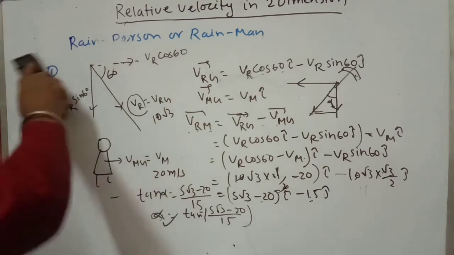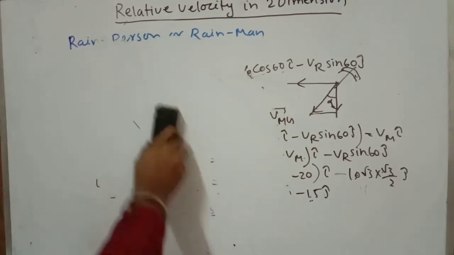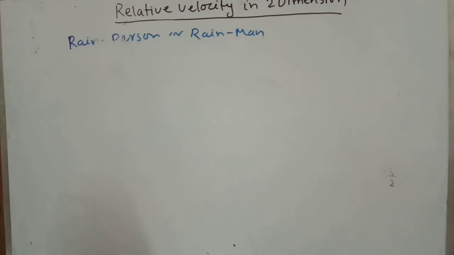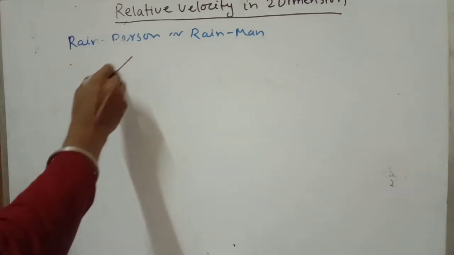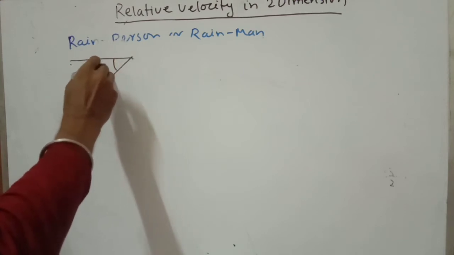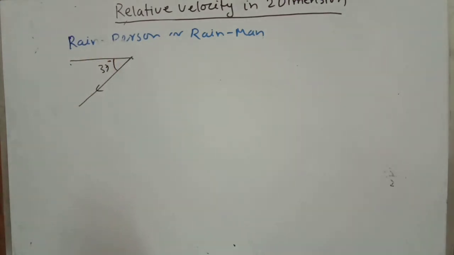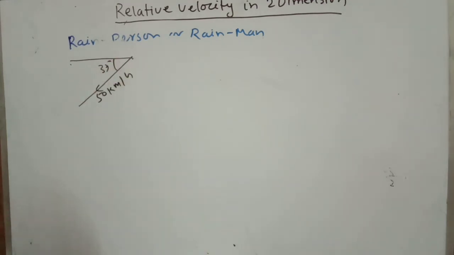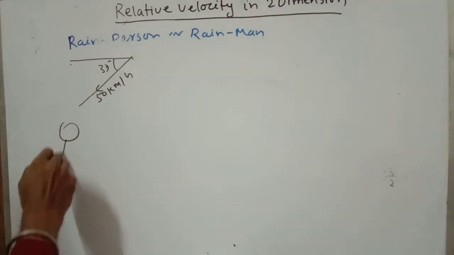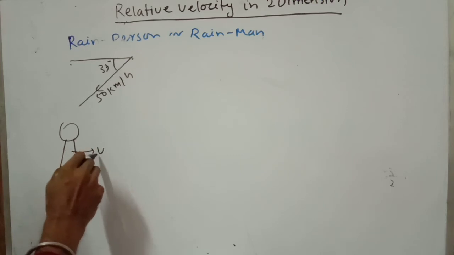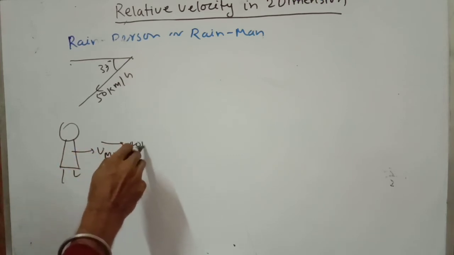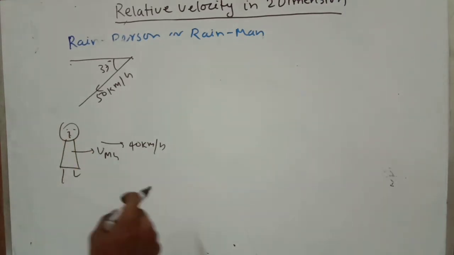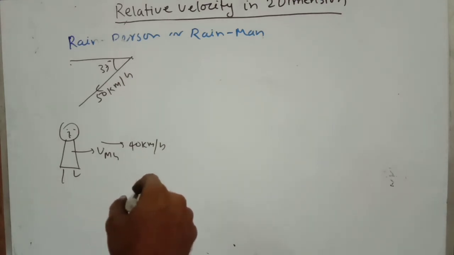Okay, so the next question, the last question for rain-man related. Let's consider the rain angle makes 37 degrees, and its speed we consider as 50 kilometers per hour. Another man we consider here on the ground, with velocity of man with respect to ground 40 kilometers per hour. Now again, in which direction should the umbrella be opened so that he can be saved from the rain?